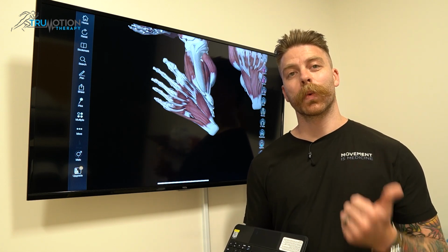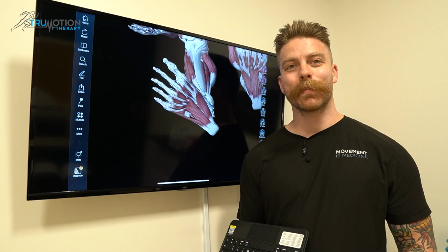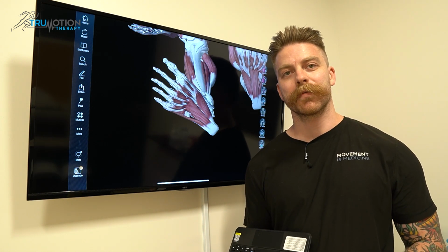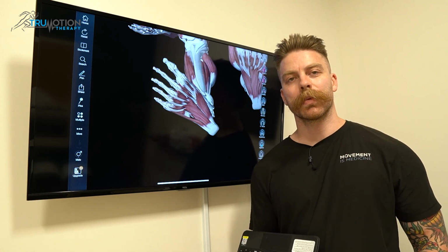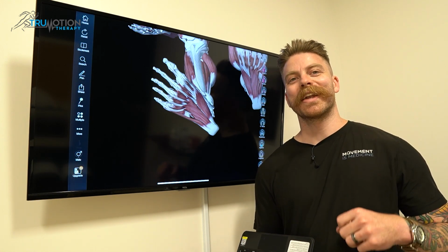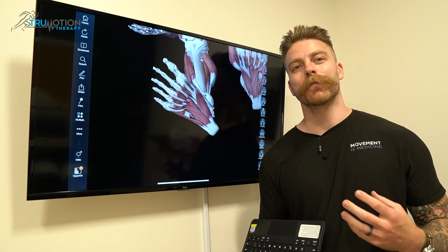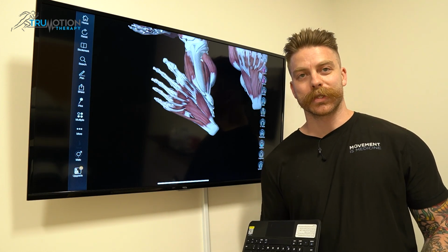Typically it is going to be worse in the morning. Those first couple steps as you get out of bed are going to feel like an ice pick or a knife in the bottom of your foot. As you start moving a little bit more, it gets better. But then commonly toward the end of the day, or as you've been spending a lot of time on your feet, it tends to worsen.